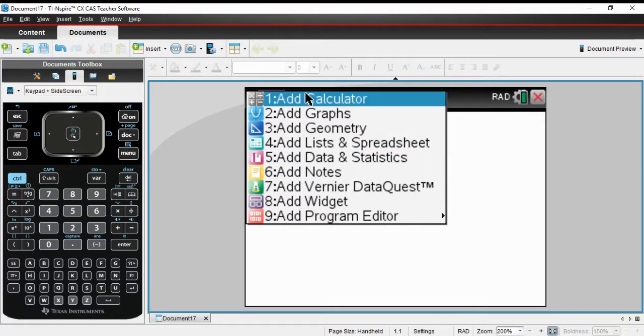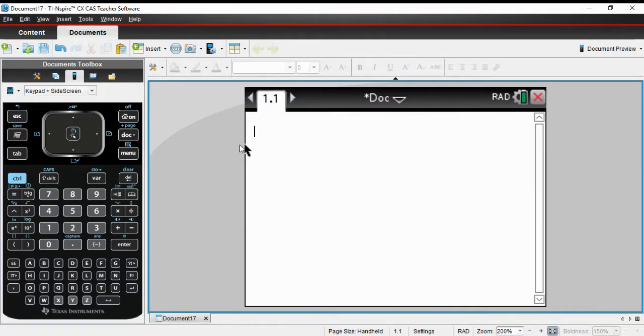Solving literal equations. I'm just starting with a blank screen again, nice and neat and tidy. The examples that I've got are all compound interest based, so they are real applications, literal applications.